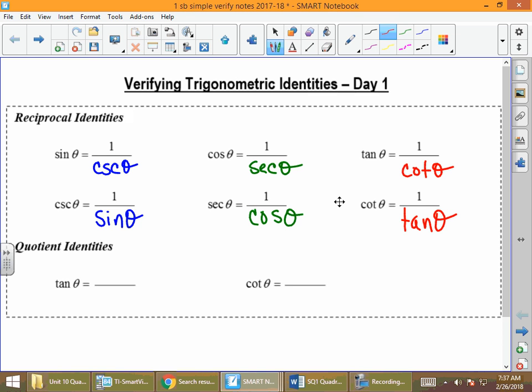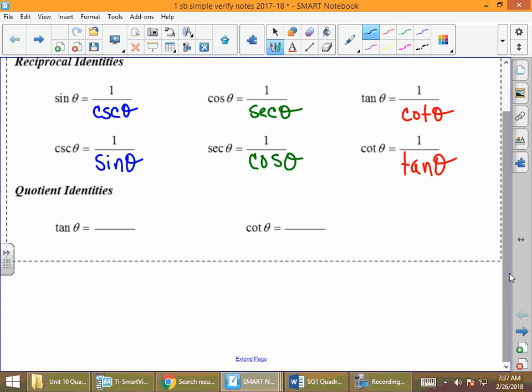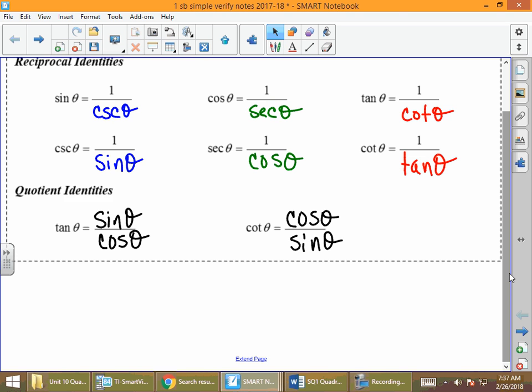But we know a little bit more about tangent. Tangent is sine divided by cosine, and cotangent is cosine divided by sine. And you will be responsible for knowing these reciprocal identities, as well as Pythagorean identities that we work through here in a couple minutes.